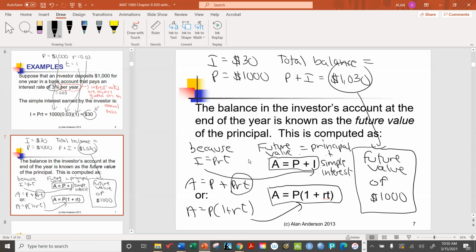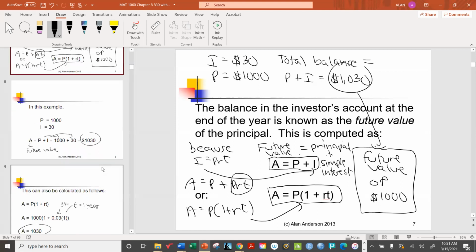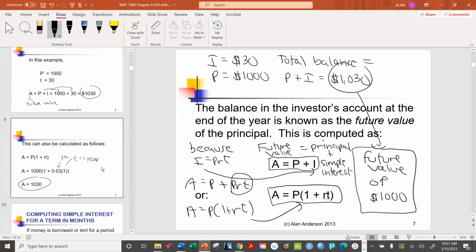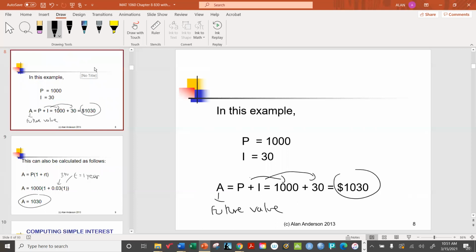Now, with all that being said, we saw that we can take that formula and rearrange it algebraically to solve for other terms in that formula. But before we do that, let's first look at the numbers here. Let's just run through this problem one more time where I show you how each formula gives us the same final result of 1,030. For example, using this approach, the future value is simply the principal plus the interest, which adds up to 1,030.